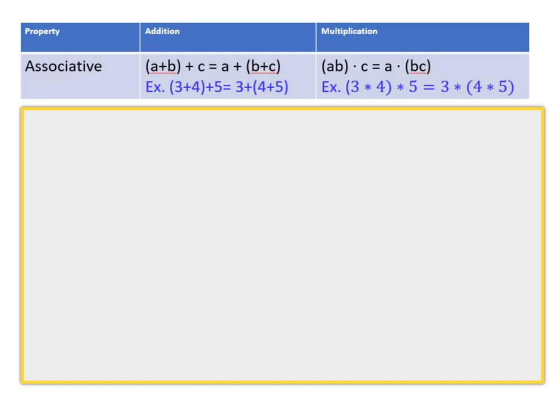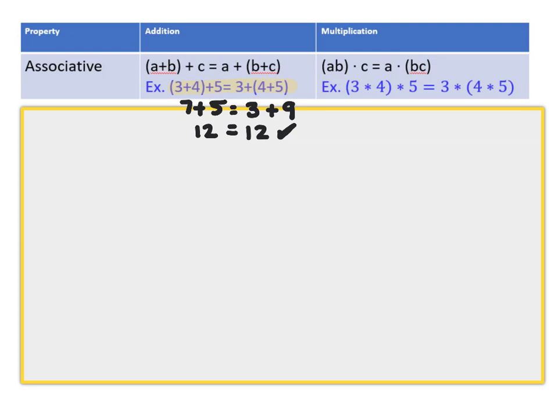The next property is the associative property. The associative property says that parentheses a plus b, plus c, equals a plus parentheses b plus c. And if we were to look at the example below, if we complete the operation, 3 plus 4 equals 7. So we get 7 plus 5, which gives us 12. And on the other side, 4 plus 5 gives you 9, and 3 plus 9 is 12. So since these are the same, this property holds up.